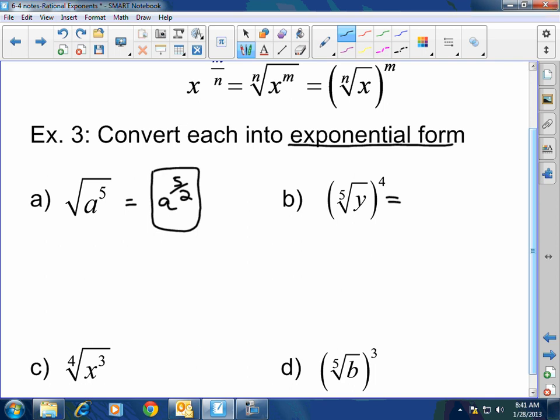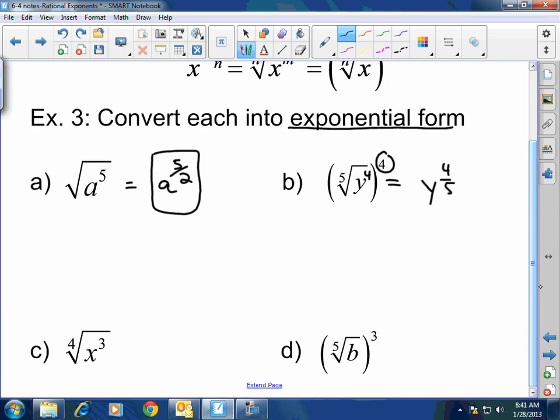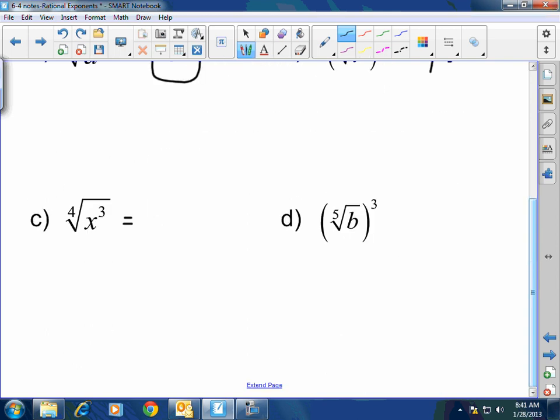This here, b would be y to the 4/5. Remember, this 4 really belongs to this guy. C would be x to the 3/4. And d would be b to the 3/5. Remember, the numerator is the exponent of the radicand, and the denominator is the index.